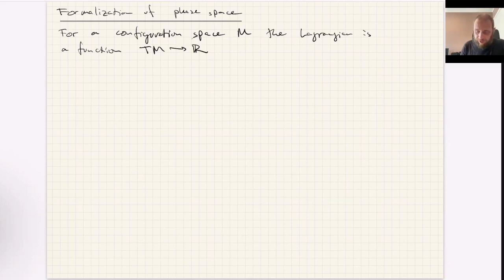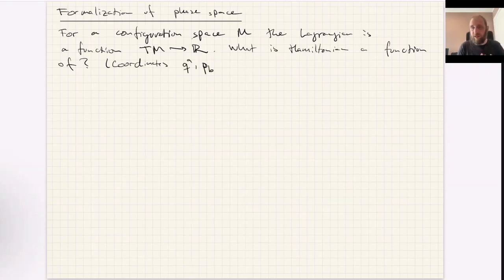So the question is now, what is the Hamiltonian a function of? Now you know that the Hamiltonian generally is a function of the coordinates of phase space. So the coordinates of phase space we took as q^a and the corresponding canonical momentum, right? So kind of the easy answer is it's a function of q and p, but the question is, what are q and p the coordinates of?